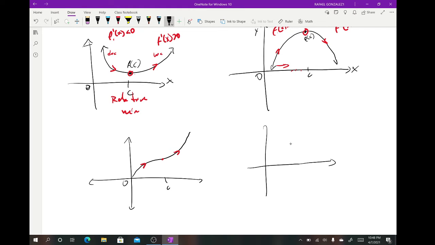And similarly, let's say you're going down like this, then let's say c is here, then to the left of c you're going down, so that means that the derivative is negative, but to the right of c you're also going down, so the derivative is still negative, so there is no minimum nor max. So no relative max or min in this situation, and no relative max or min in this situation either.